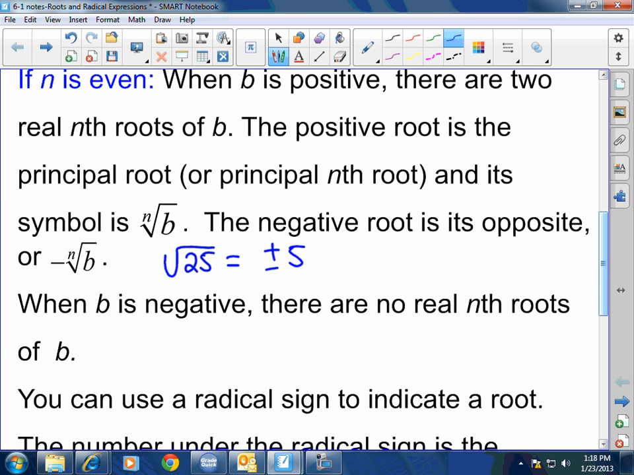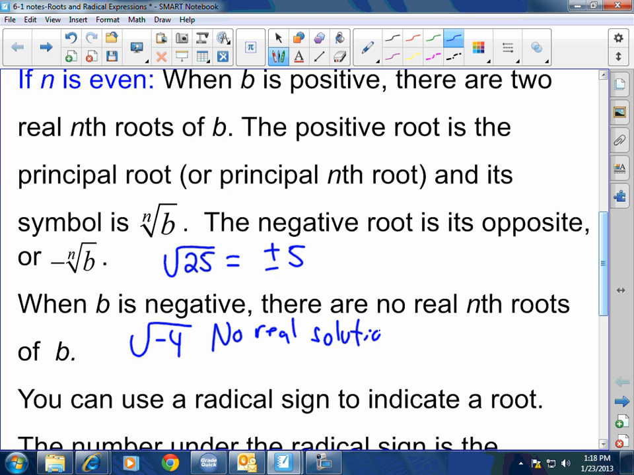Very good. 5 times 5 is 25, but so is negative 5 times negative 5. If I have a b that's negative and an even root, like the square root of negative 4, is that possible? Actually, it is, but it's called a complex number. It would be 2i, but we're not there yet. So this would be no real solution.